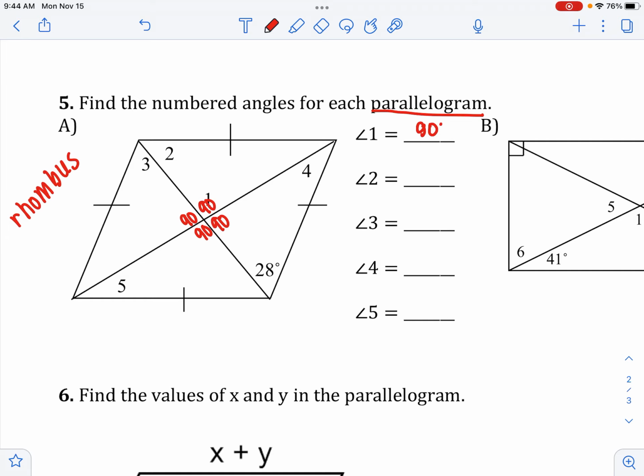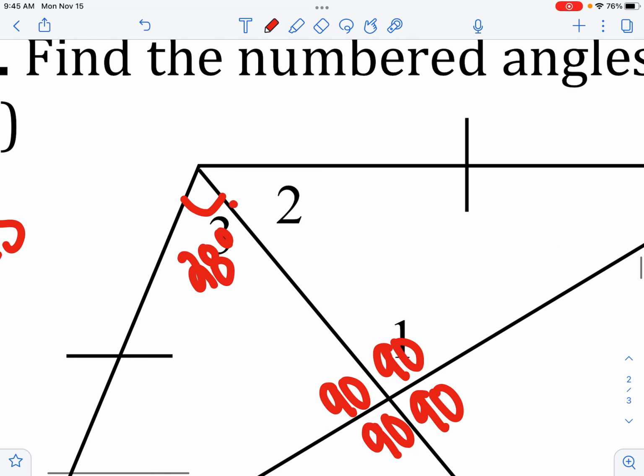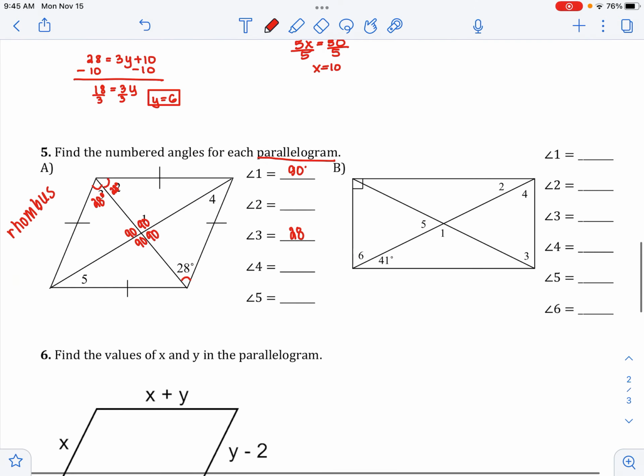All right, I also still know it's a parallelogram and alternate interior angles are congruent. So if this is 28, so is this angle. Angle 3 is 28. So here's something about rhombi that I have to remember, is that the diagonals also bisect opposite angles. So not only is this angle 3 28, but this angle 2 is also 28. That only happens in rhombi and squares. This is 28 also. So 2 and 3 are 28 degrees.